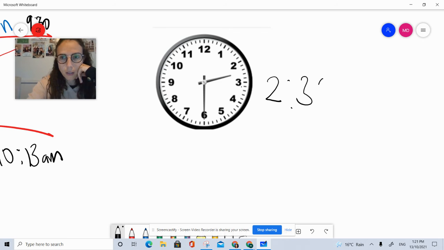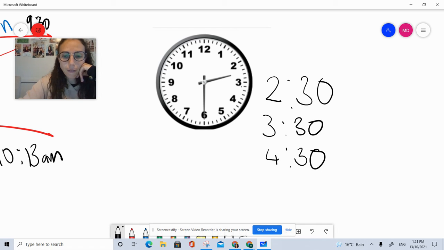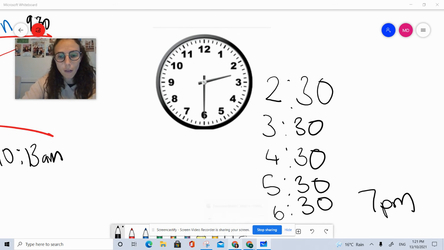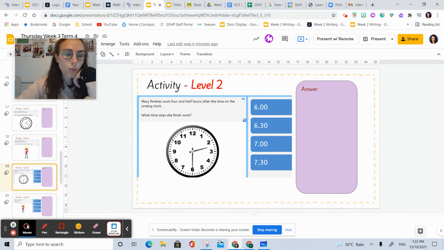So it's 2:30. Now, if I have 4.5 hours, I know that if I add an hour, I'm going to go to 3:30. Another hour is 4:30. And then it's 4.5 hours. So I need another hour, which will be 5:30, and another hour, which is 6:30. Then if I add half an hour, it's going to be 7 p.m. Now, if I go back over here, you have the option there of 7.